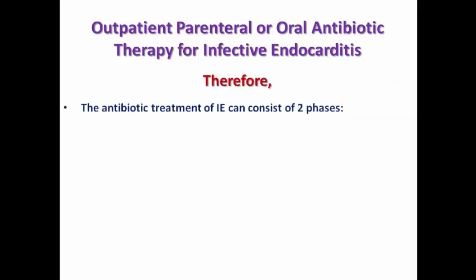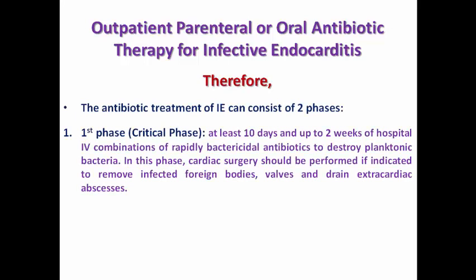So the antibiotic therapy consists of 2 phases: the initial or critical phase, at least 10 days and up to 2 weeks of hospital IV antibiotic combinations of rapidly bactericidal antibiotics in order to destroy planktonic bacteria. In this case, if the patient has a frank indication for surgery, it should be performed to remove the infected valve or infected foreign body and drain any extracardiac abscesses.